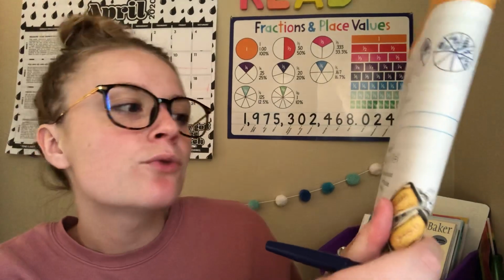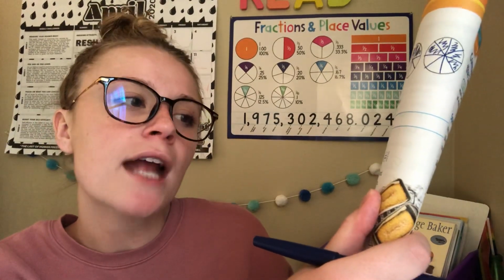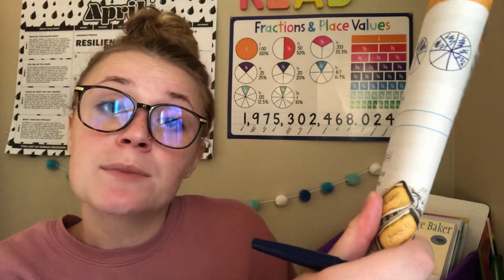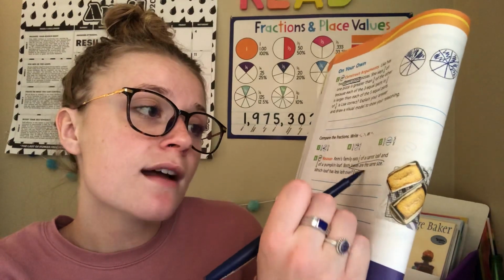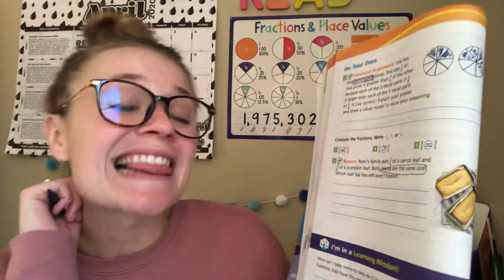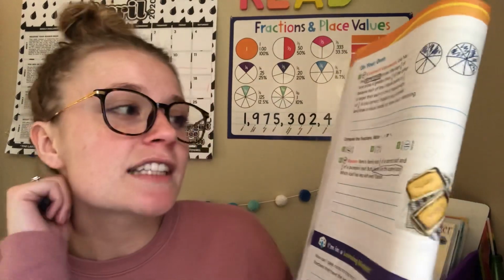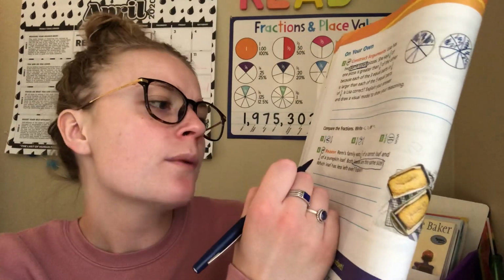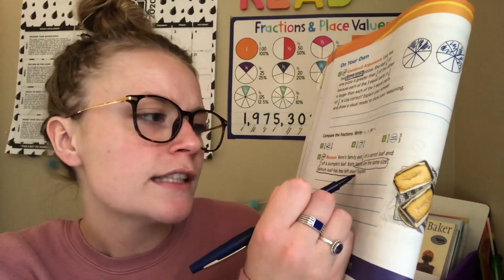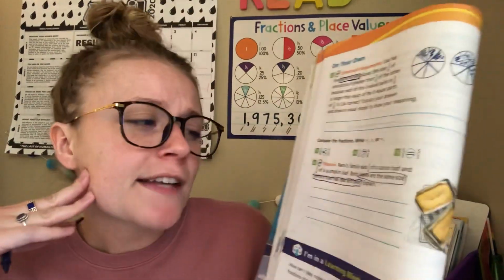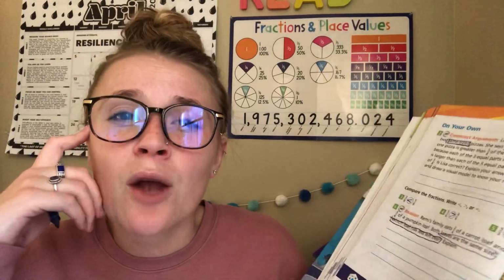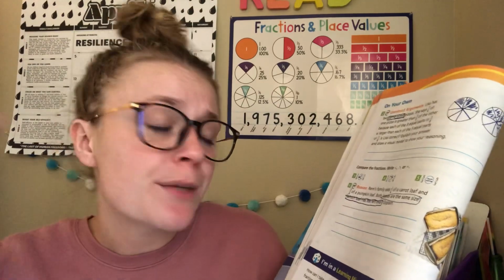Awesome. Okay, number 6. Remy's family eats 2/6 of a carrot loaf and 3/6 of a pumpkin loaf. Both loaves are the same size, so we can compare them. They're the same size. Which loaf has less left over? Explain. Less left over. So basically, another way of saying this is kind of a double negative, which is hard to like wrap our brain around sometimes. Instead of saying which loaf has less left over, we could say which loaf did more people eat.